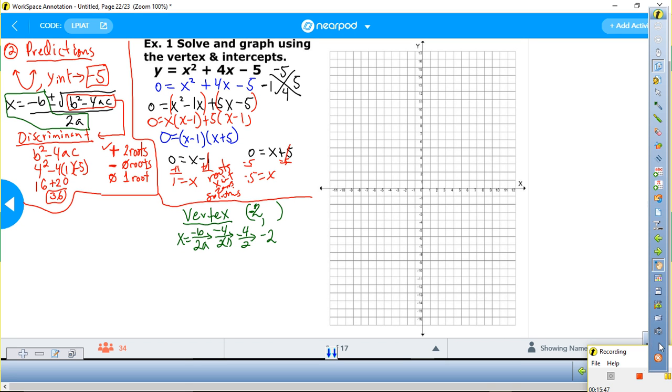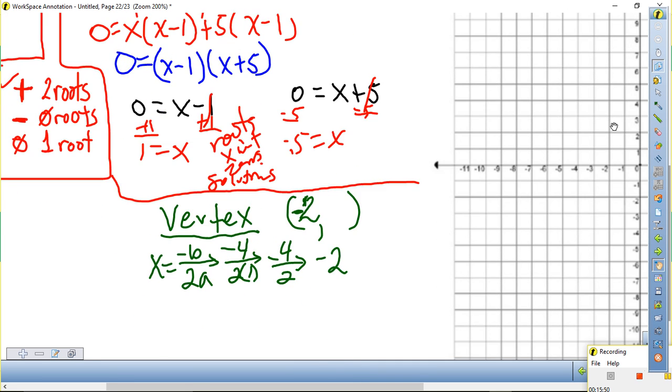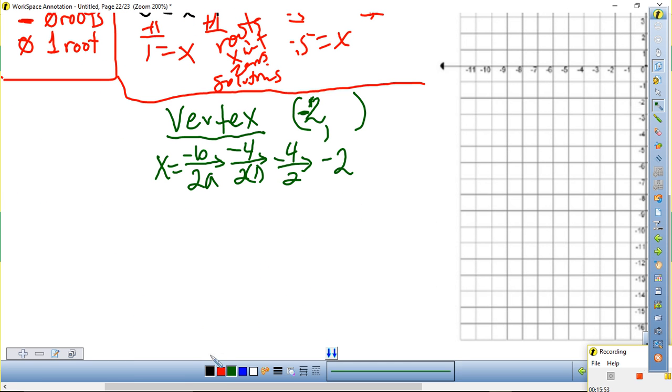All right, so I heard Livier say, Brian repeated it. Livier said what? Substitute the x value into the original equation. So the original equation is y equals x squared plus 4x minus 5. And instead of x, we write negative 2.